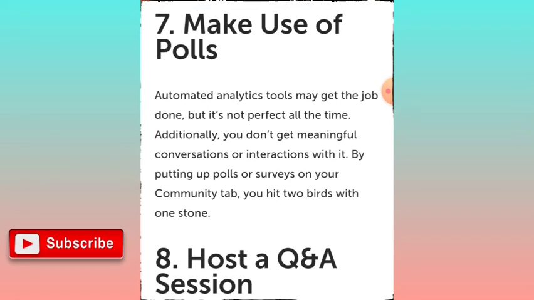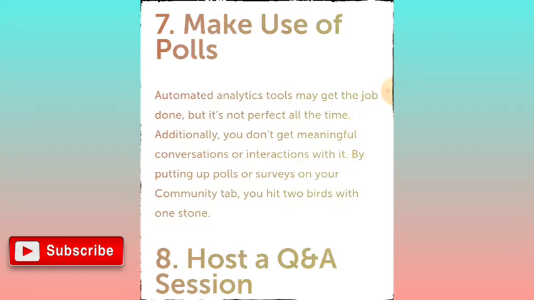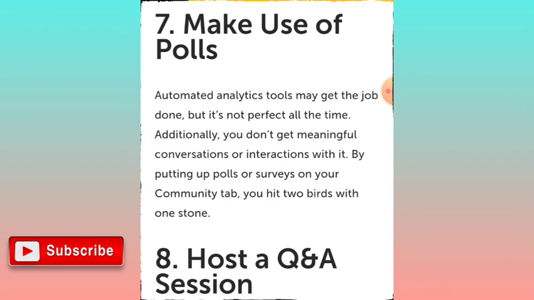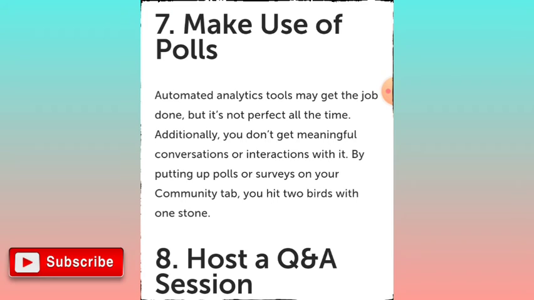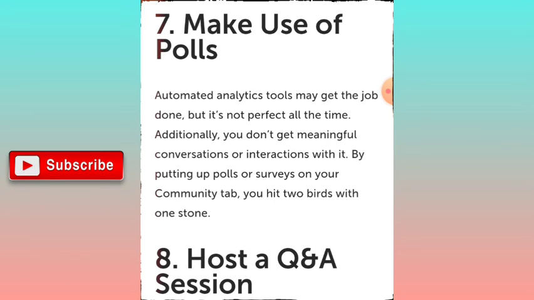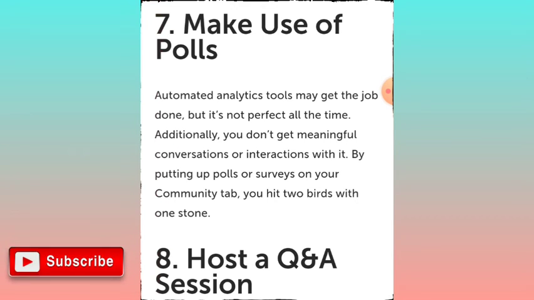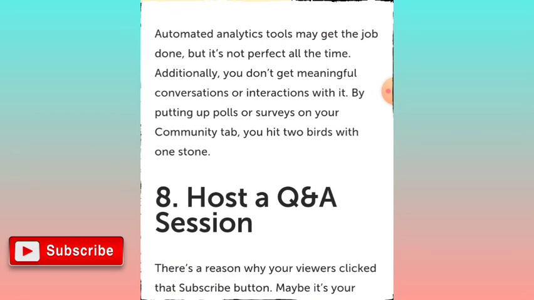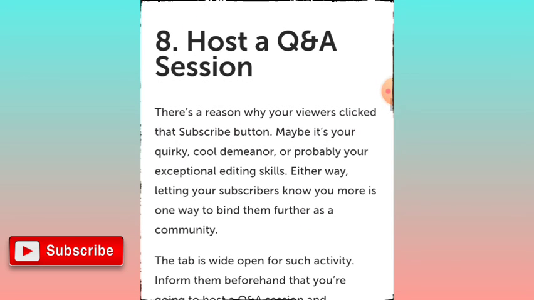Number seven is make use of polls. Automated analytics tools may get the job done, but they are not perfect all the time. Additionally, you don't get meaningful conversation or interaction with them. By putting up polls or surveys on your community tab, you hit two birds with one stone.